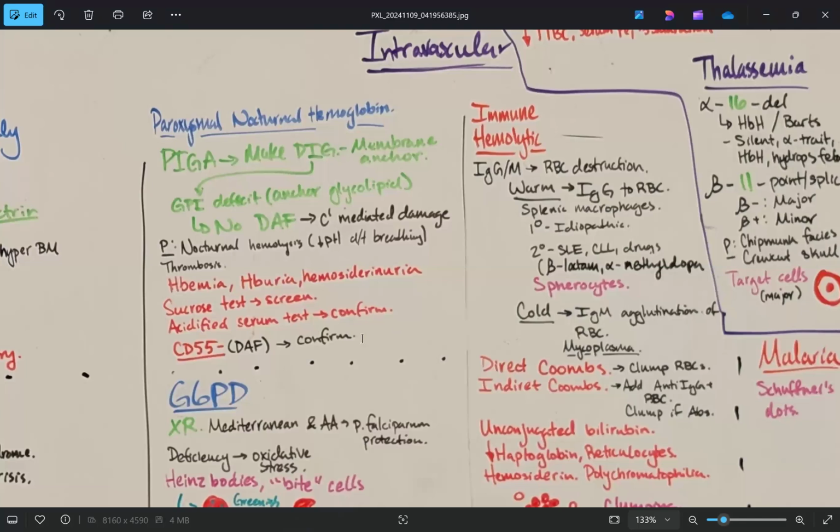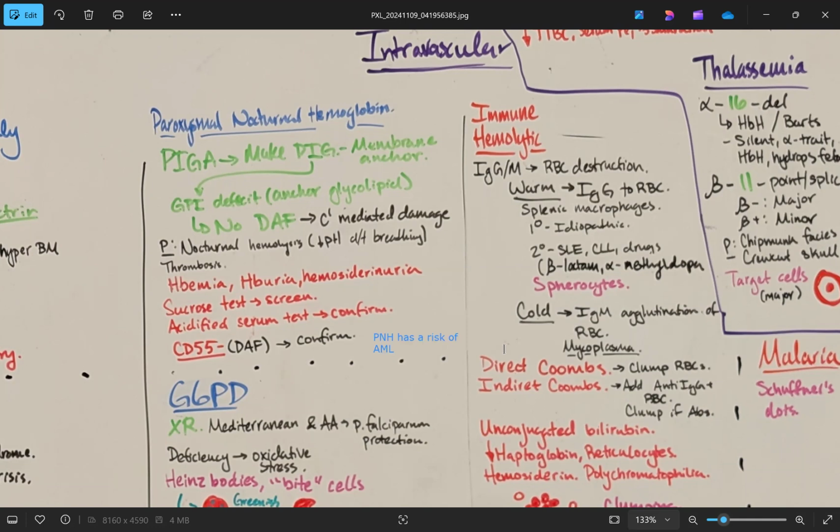Something you'll present with is your nocturnal hemolysis, obviously, pH down through the breathing, and you also have thromboses as a presentation. For labs, you'll have hemoglobinemia and hemoglobinuria, which makes sense. You're popping your cells, it's going to be in your blood and your pee, as well as hemosiderinuria. For tests, you can use a sucrose test to just screen for it, but the acidified serum test is going to be confirmatory because again, it'll mimic your lower pH in your blood when you're sleeping.